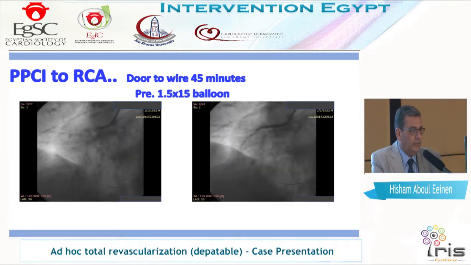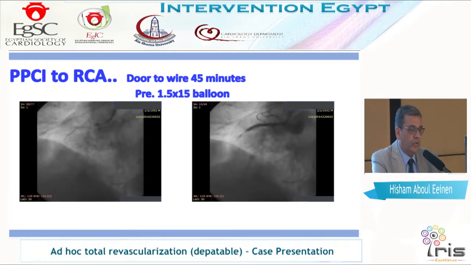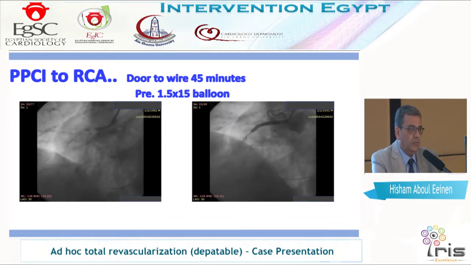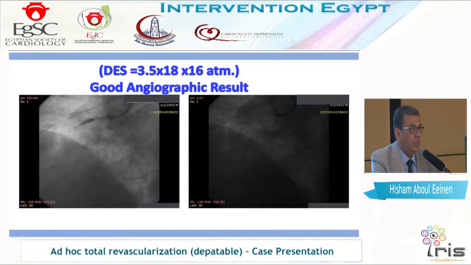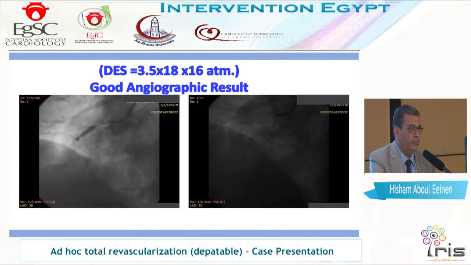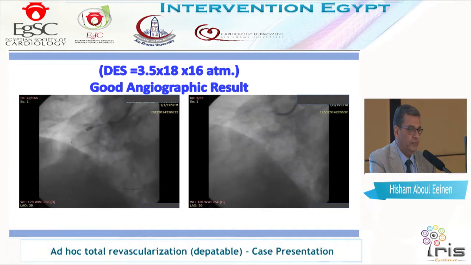So we started in his right coronary. We had to predilate with a 1.5 millimeter balloon by 15. Then we introduced the stent. We had a drug-eluting stent, 3.5 by 18. We inflated it to 16 atmospheres. We had some resistance here in the middle of the lesion.